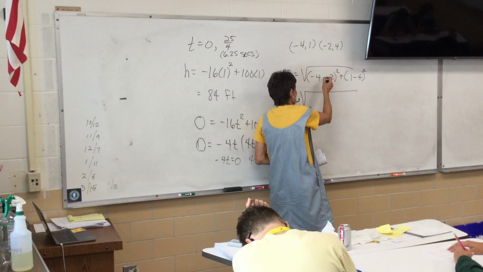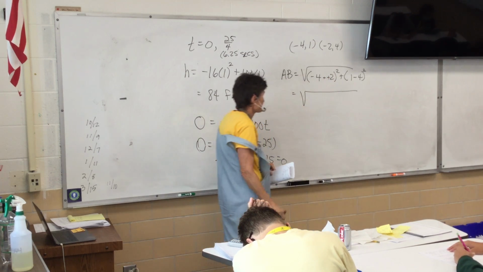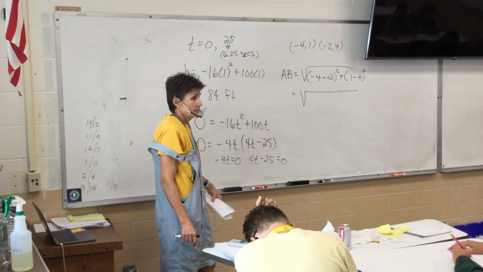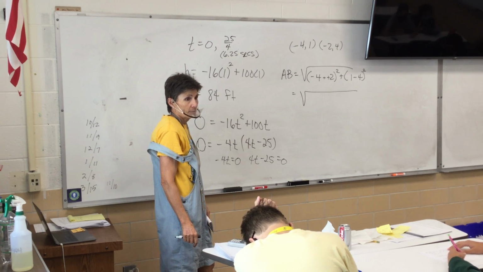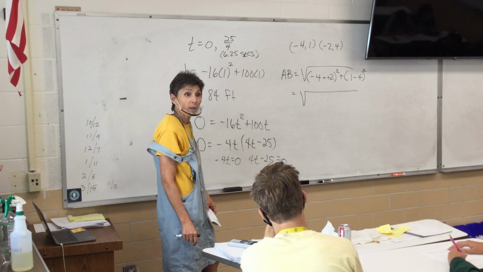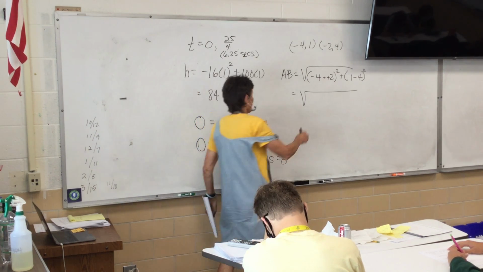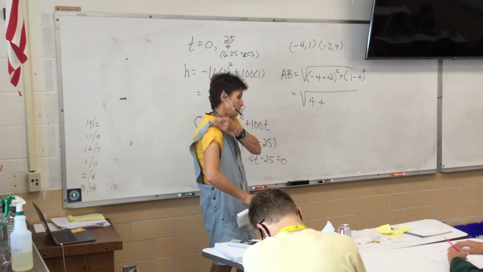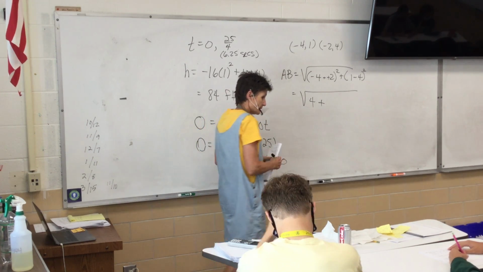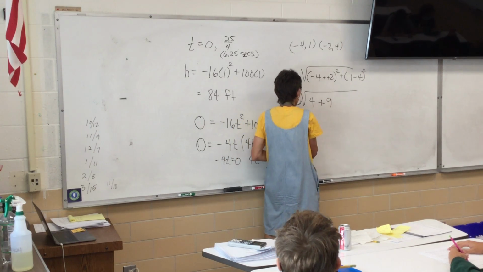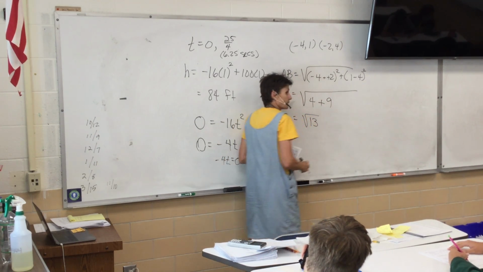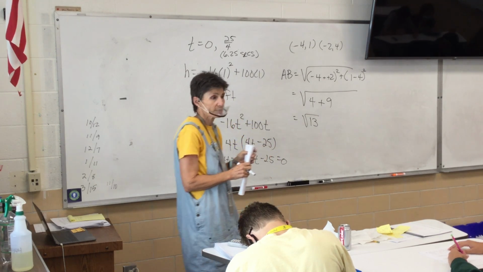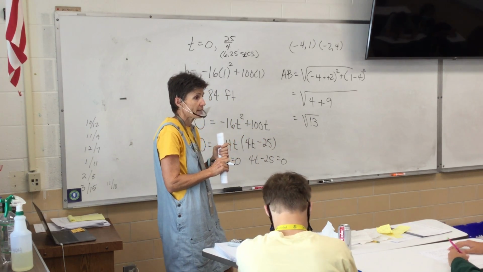Watch all these negatives. What's happening in that first parentheses? That would be negative 2 squared, which is 4. And then 1 minus 4 is negative 3 squared is 9. I got square root of 13. Sometimes those reduce. This one doesn't, so we're just done. Root 13 is the answer.